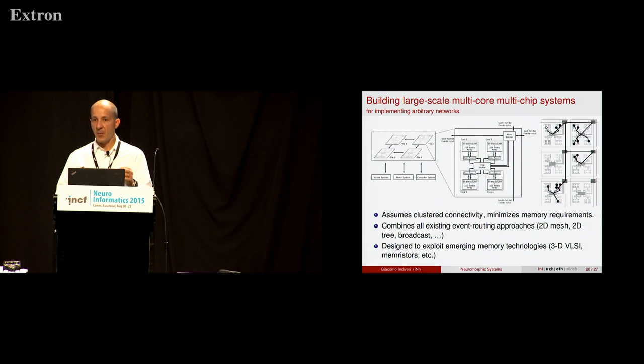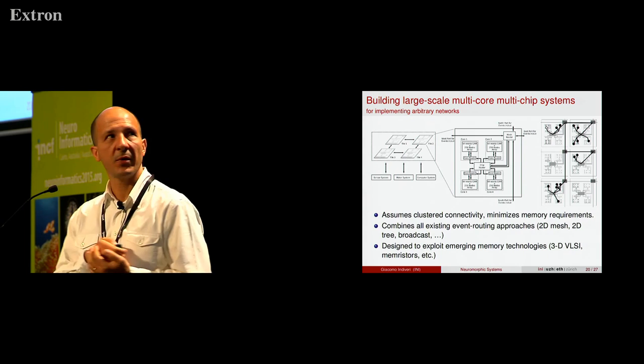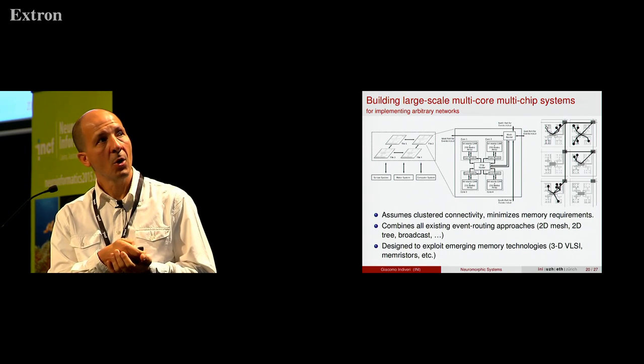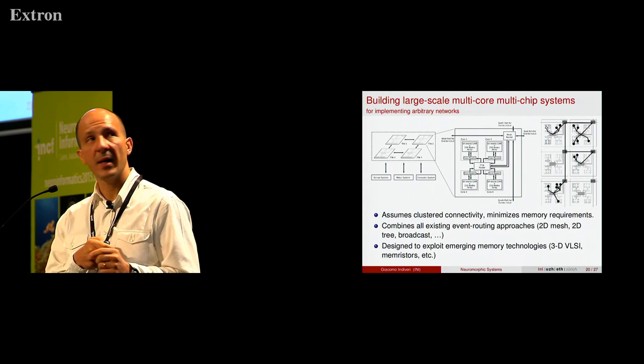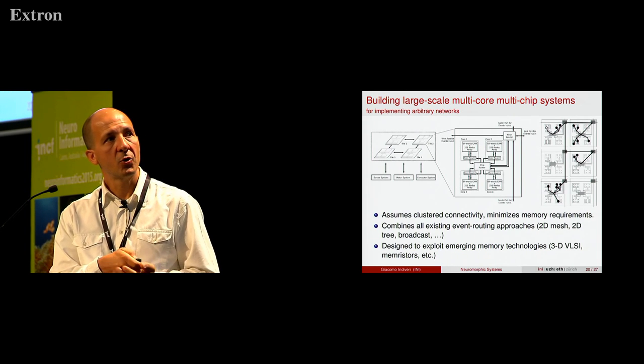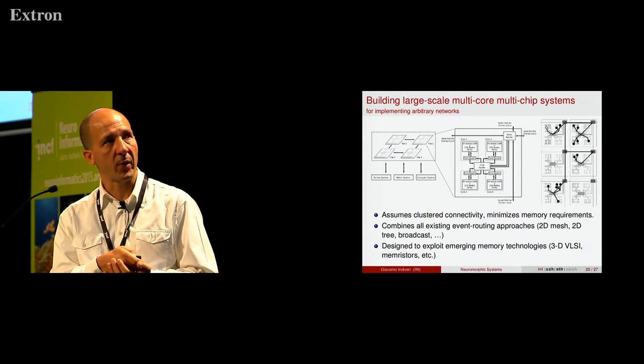Connecting all these neurons among each other would require a huge amount of memory unless you make some assumptions. And if we assume that we have clustered connectivity, like the type of connectivity that is measured in the cortex, then we can minimize the memory requirements and we can really have very efficient implementations. So for example, if you have a multi-core and multi-chip system with just a few kilobytes of memory, not the petabytes that we heard about, you can really have networks in which one neuron can fan out to thousands of neurons in another core, or other thousands of neurons in other cores. The only assumption we are making here is that we have clusters. We don't have all-to-all connectivity everywhere, but we can fan out to large populations in this clustered way.